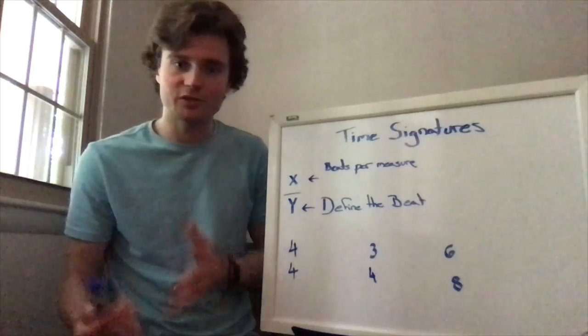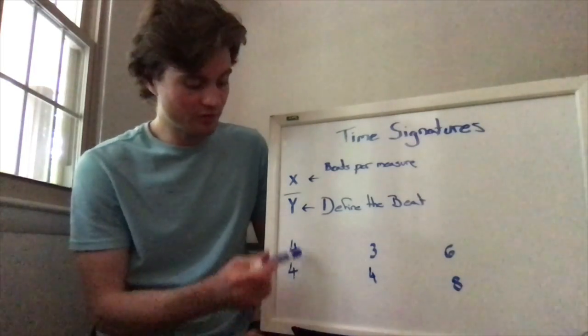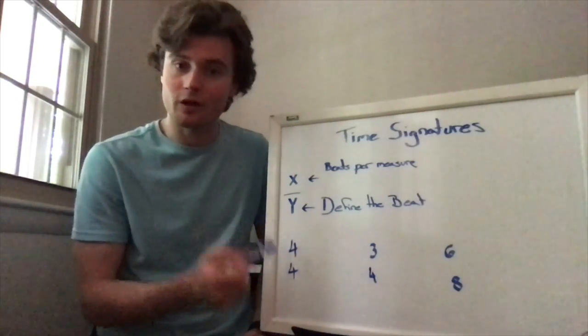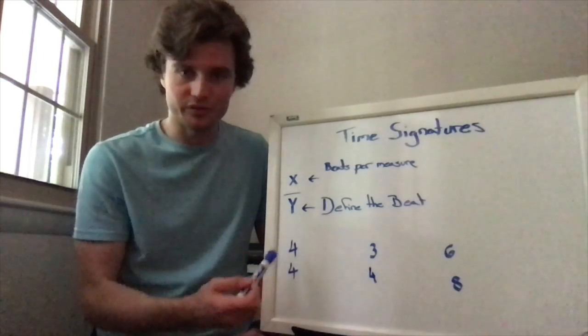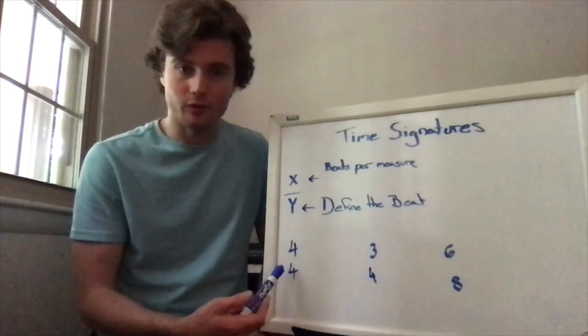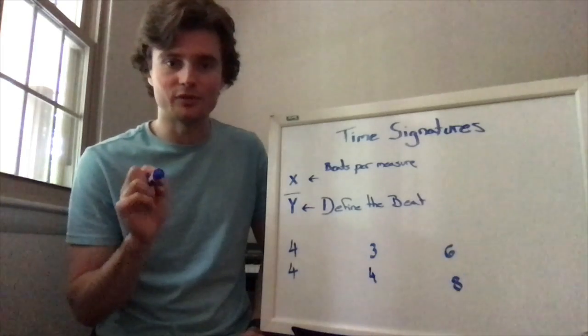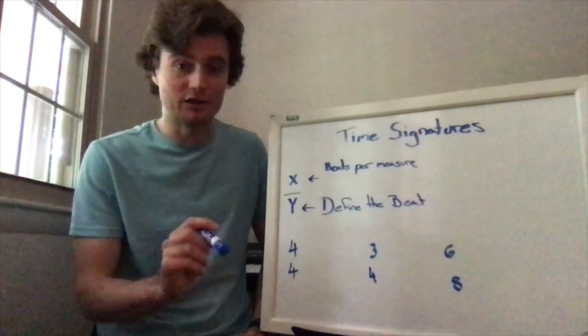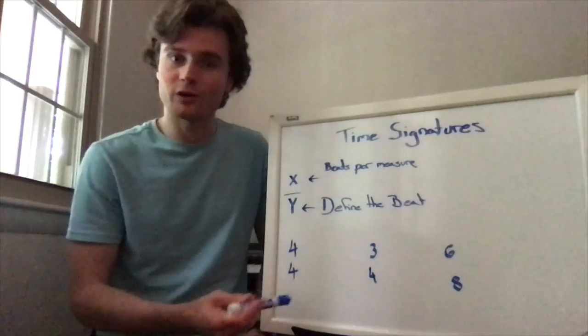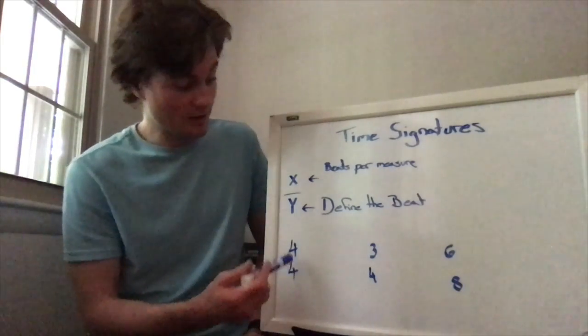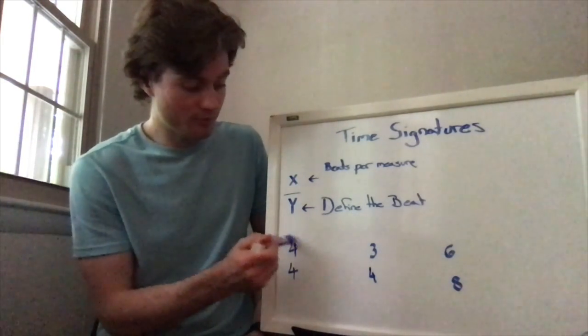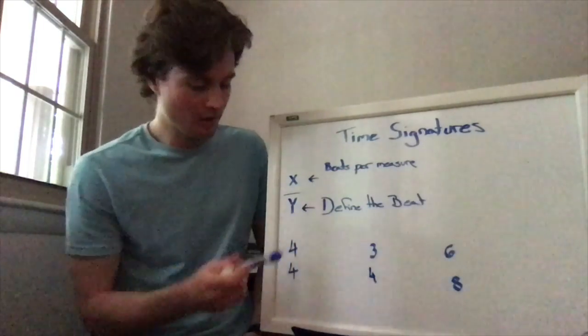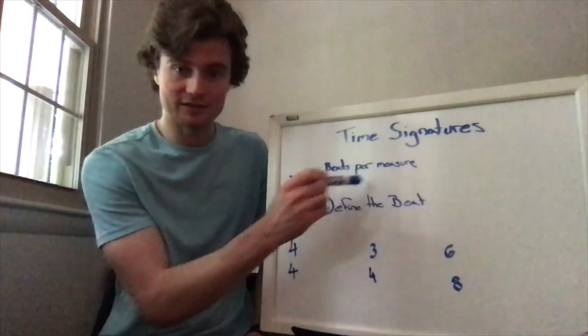So this is much more clear with an example. Let's look at this one. This is probably the most common time signature that you will see. Most music is written in 4/4, and I'm willing to bet most of the music that you would name if I asked you to name 10 songs is all going to be in 4/4. So what does that mean? It means that there are 4 beats per measure, and the quarter note gets the beat.